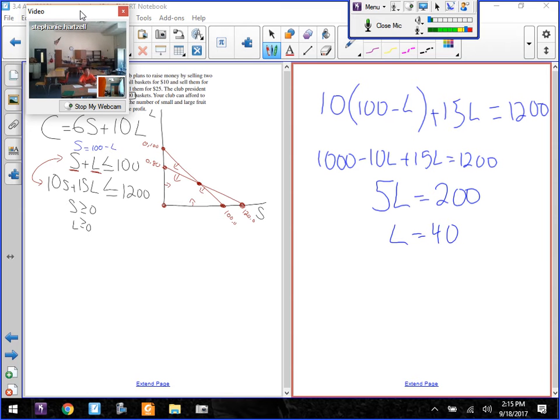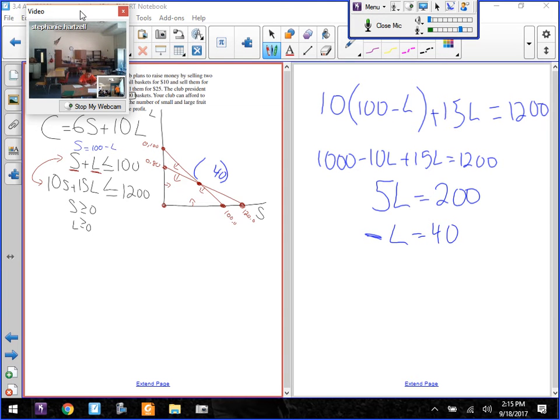I get a large basket equal to 40, which makes my small basket 60. Very good. Okay. That gives me an ordered pair here, and this is why I said it's really important to make sure you remember which side is which in terms of your axes. Since I know that my large is playing the role of the y value here, my other one, if I substitute in, gives me 60. That creates 4 points I have to check in my objective function.